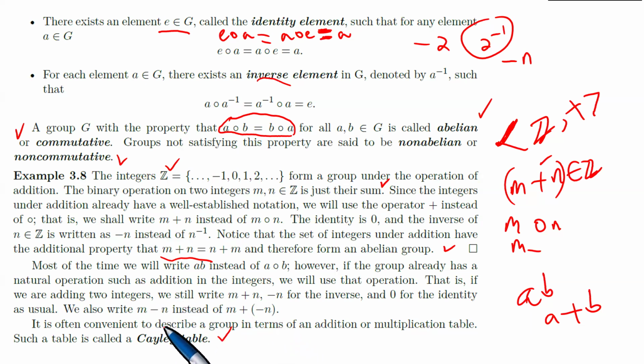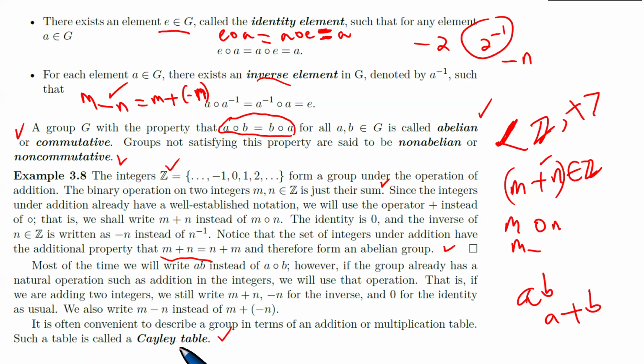Instead of writing m plus minus n, we write m minus n. But you understand that it is addition, this m minus n. We saw that in the past exam paper we discussed.